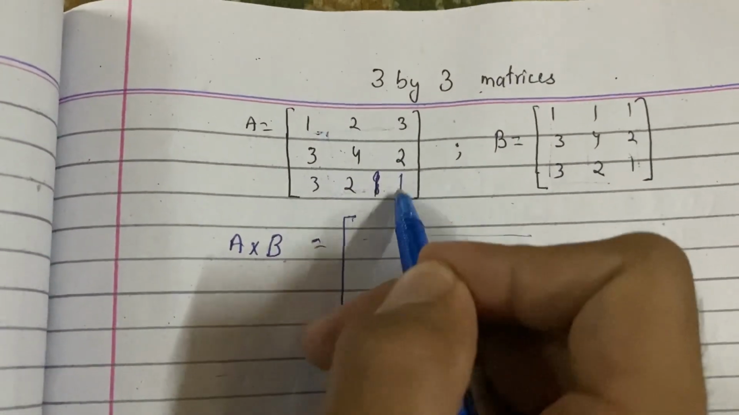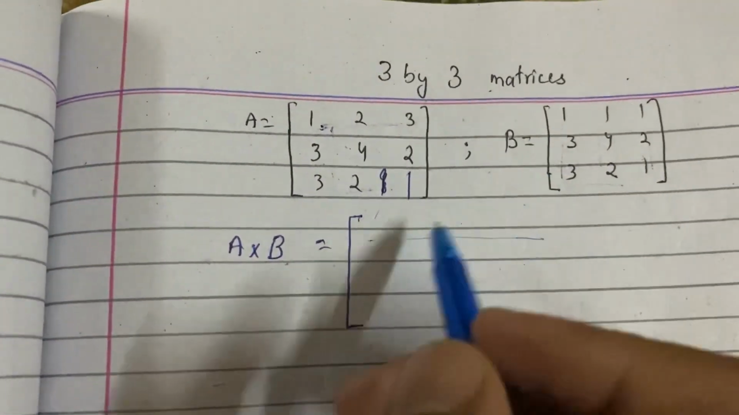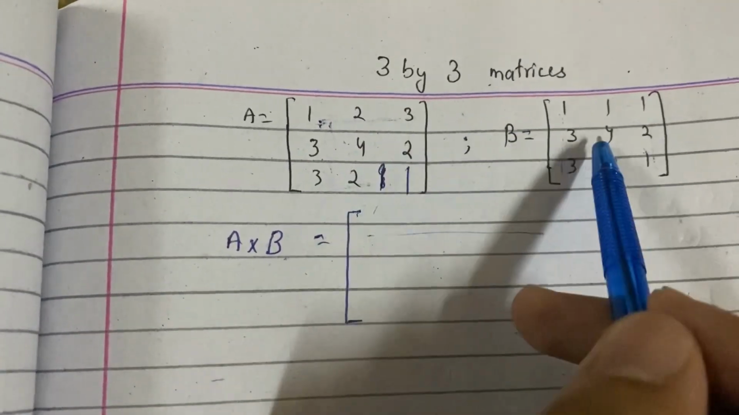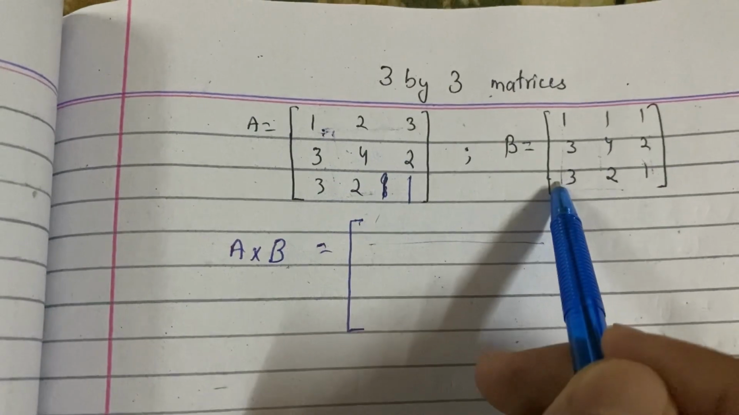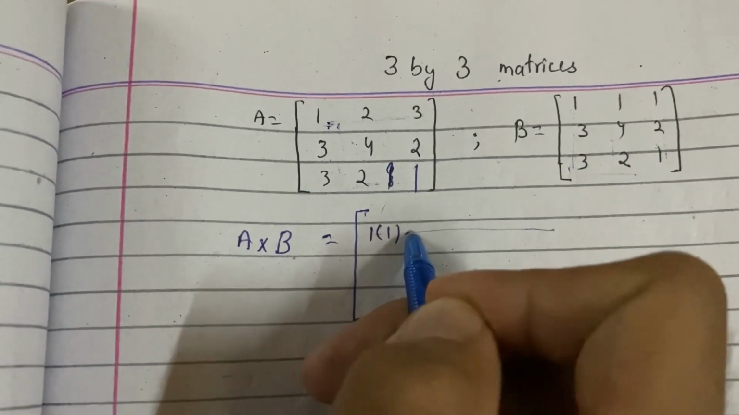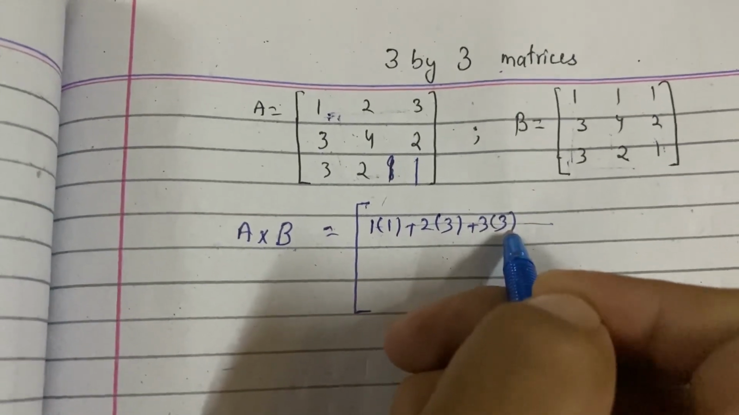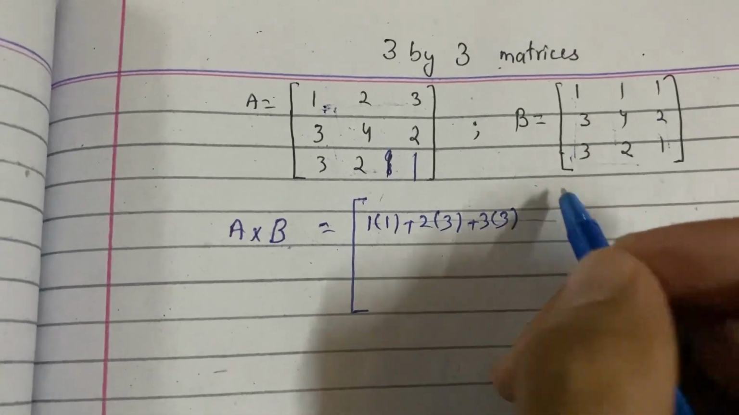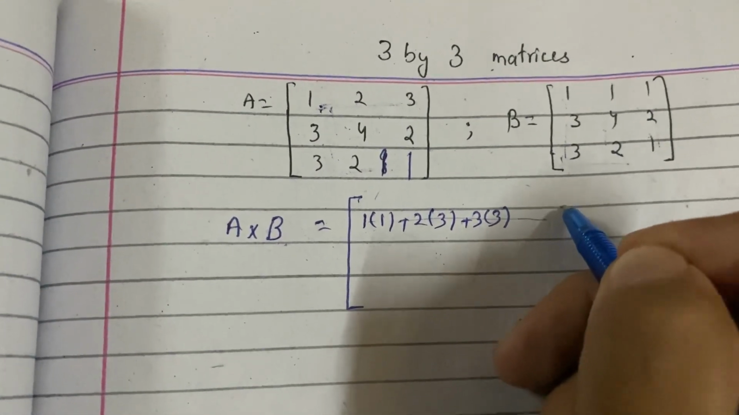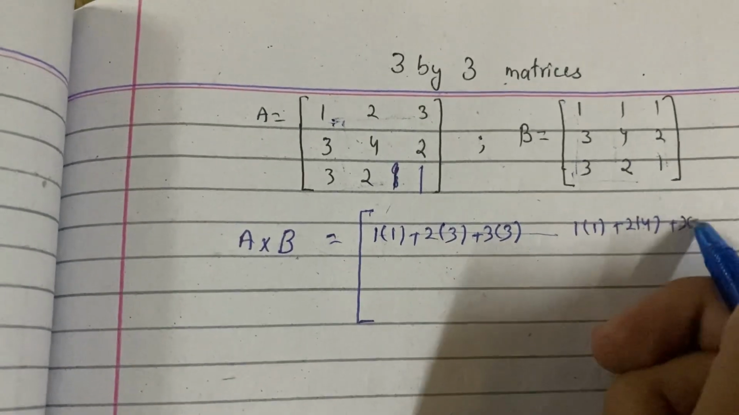So this is one here. First we will multiply this with this, so you have to basically multiply this one with this one, and then 2 with 3, and then 3 with 3, and then you have to add all of them. So 1 into 1 plus 2 into 3 plus 3 into 3. For the second entry you have to multiply this with the second column. So 1 into 1 plus 2 into 4 plus 3 into 2.